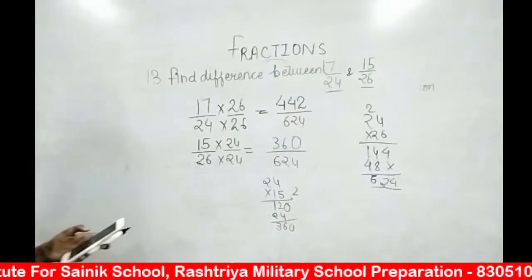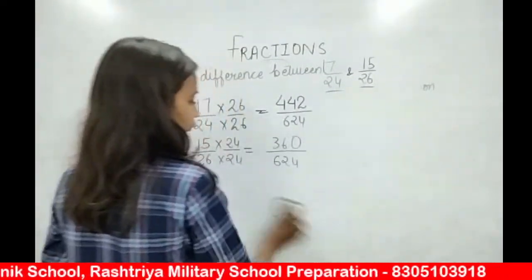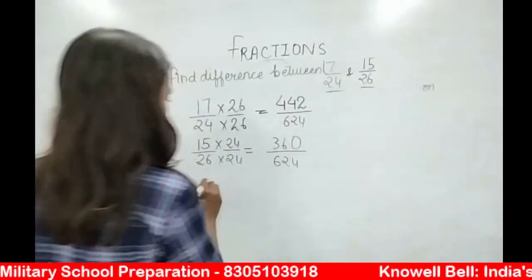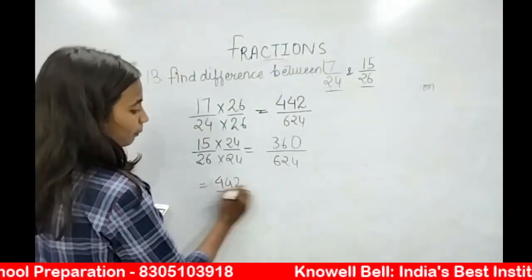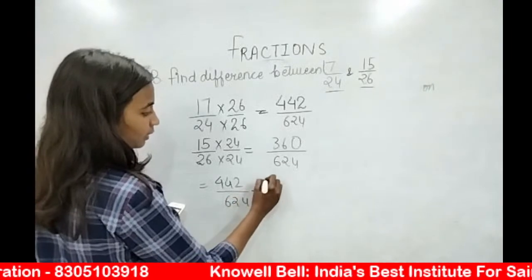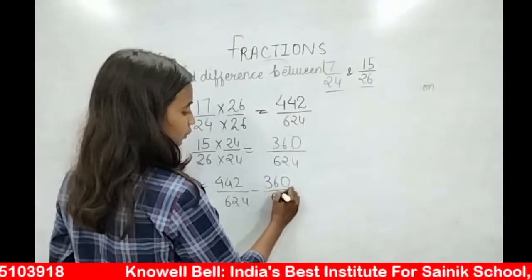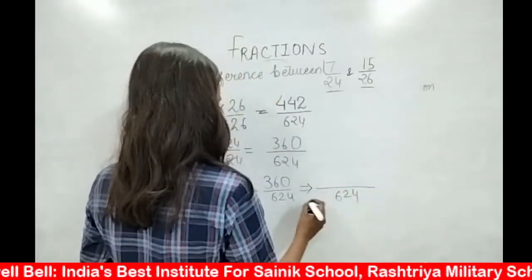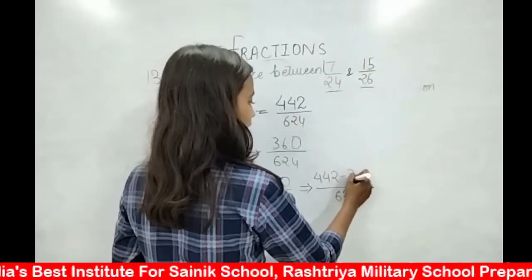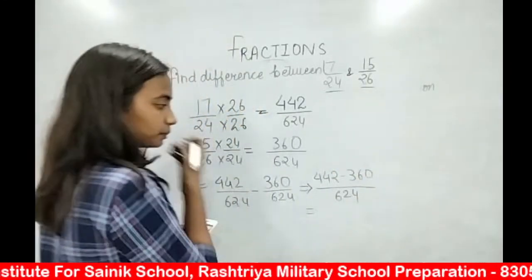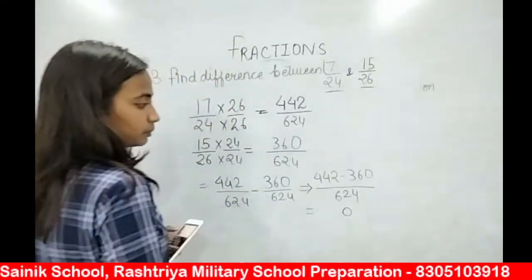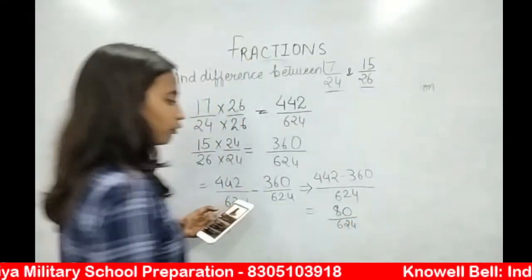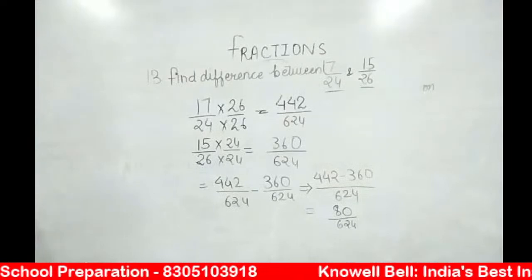442 by 624 and 360 by 624. Now what will we do? Now we will find the difference. 442 by 624 minus 360 by 624. Once again, take the LCM, 624. 442 minus 360, what answer will come? 82... 80 upon 624. Simplify it. That would be your answer.